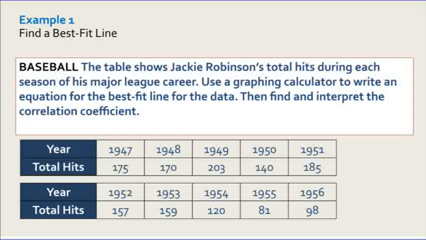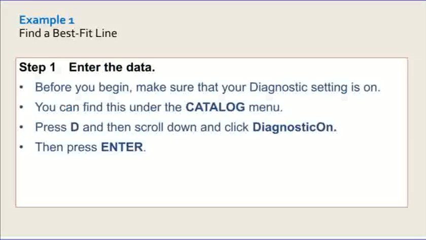Example 1, the table shows Jackie Robinson's total hits during each season of his major league career. Use a graphing calculator to write an equation for the best fit line for the data, then find and interpret the correlation coefficient. So how are we going to do this? Step 1, we're going to enter the data into our calculators. Before we do this, we have to make sure we turn the diagnostic setting on our calculator.